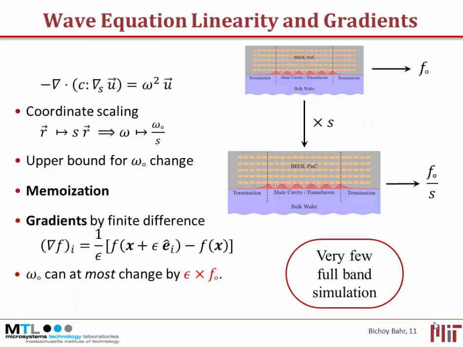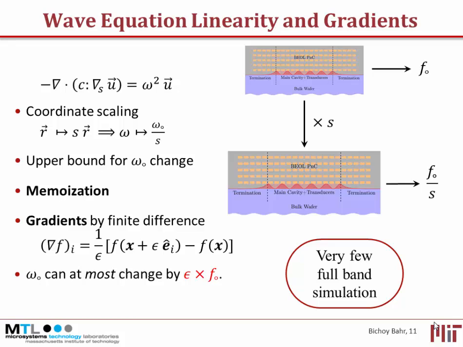So how do I estimate the upper bound? Well, we know that the wave equation transforms linearly under coordinate scaling. So if my dimensions change by 20%, the resonance frequency can change by no more than 20%, especially in these bulk wave devices. This is very different from flexural modes or tuning forks or stuff like that. So this helped us reduce the simulation time even further.